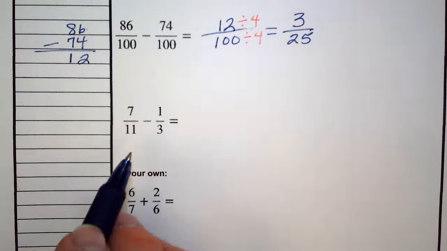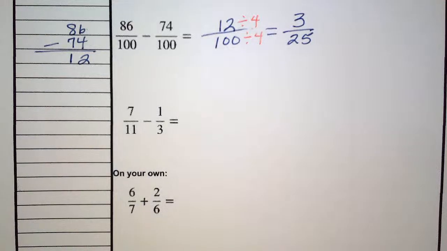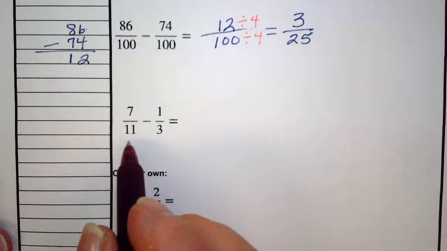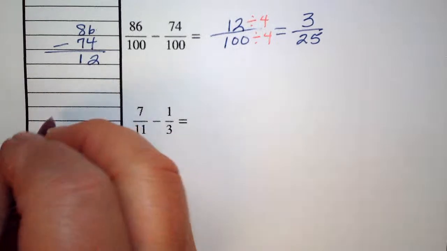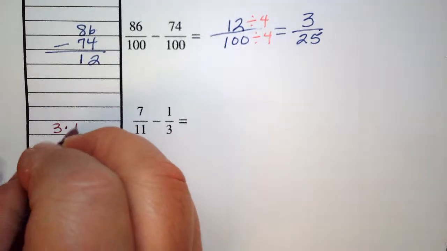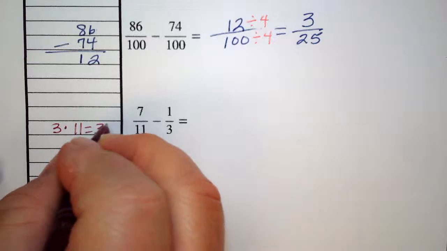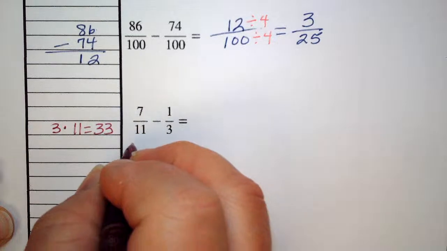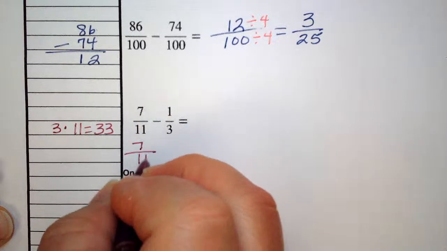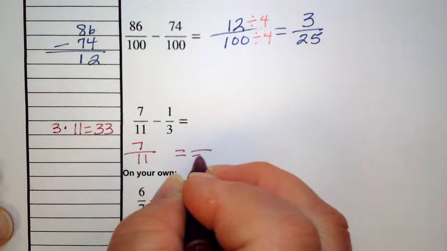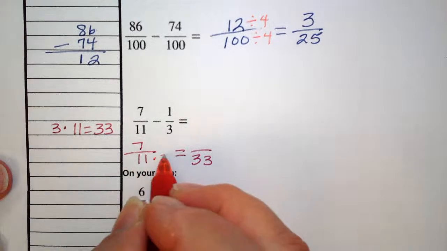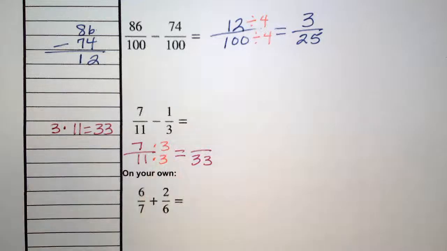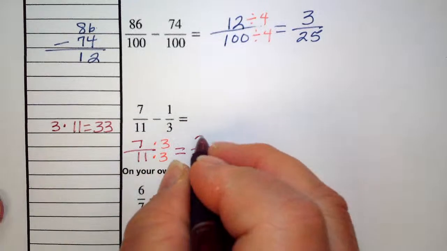You have to find the least common multiple of the two denominators. Both of these are prime numbers. So my least common multiple is 3 times 11, which is 33. 7 over 11 is equal to what over 33? I'm multiplying by 3. 7 times 3 is 21.